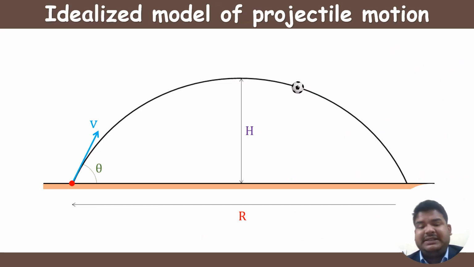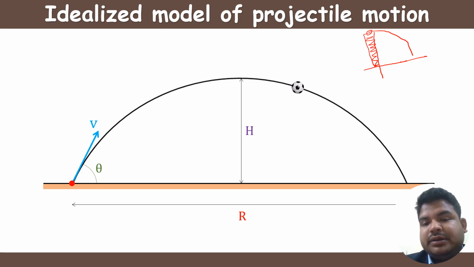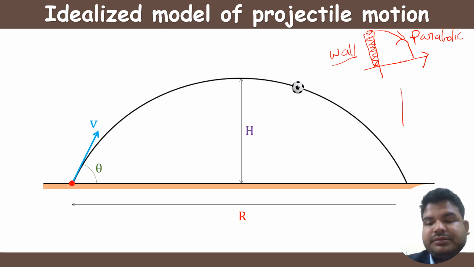This is the normal example of a parabolic path. I am also showing the other projectile motion. Suppose this is the building and you drop a ball. This is also a parabolic path. Let us take another example. Suppose this is inclined.